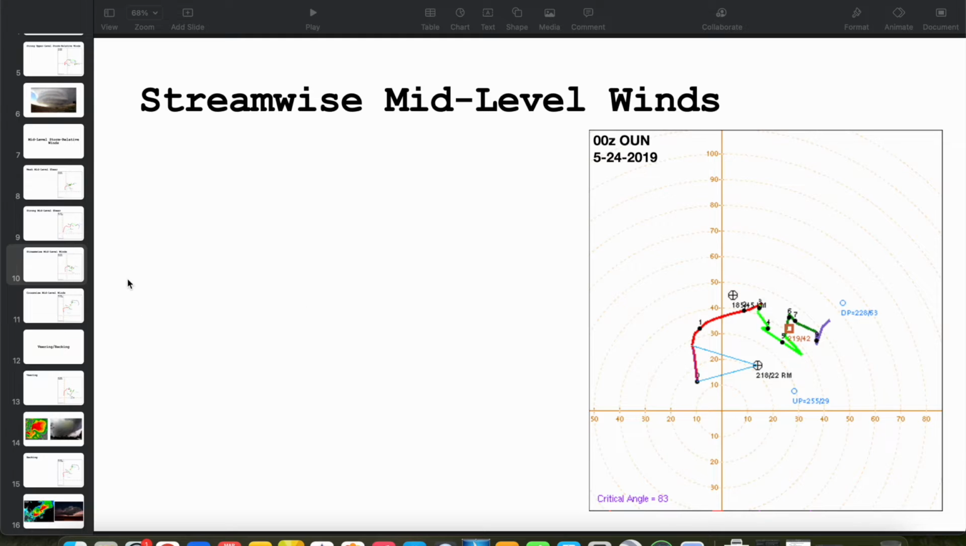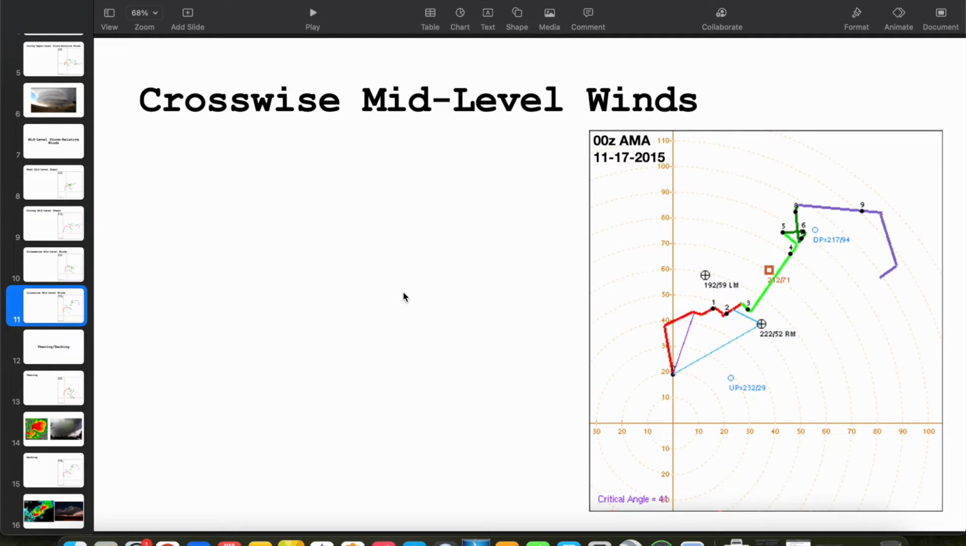Now, when you have crosswise winds in the mid-levels, as we see here in the hodograph at right, when you have crosswise mid-level winds, the updraft does not rotate as a whole.